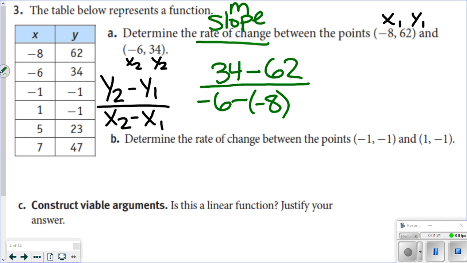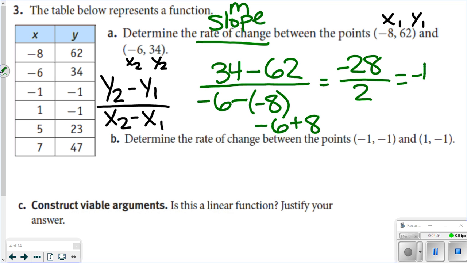So 34 minus 62, type that into your calculator if you don't know it. I want you to get the answer to question A. I got negative 28 over 2 negatives here make a positive, so this becomes negative 6 plus 8, which is 2. These are both even, they're both divisible by 2, so I know that it reduces to negative 14, so that's my answer.